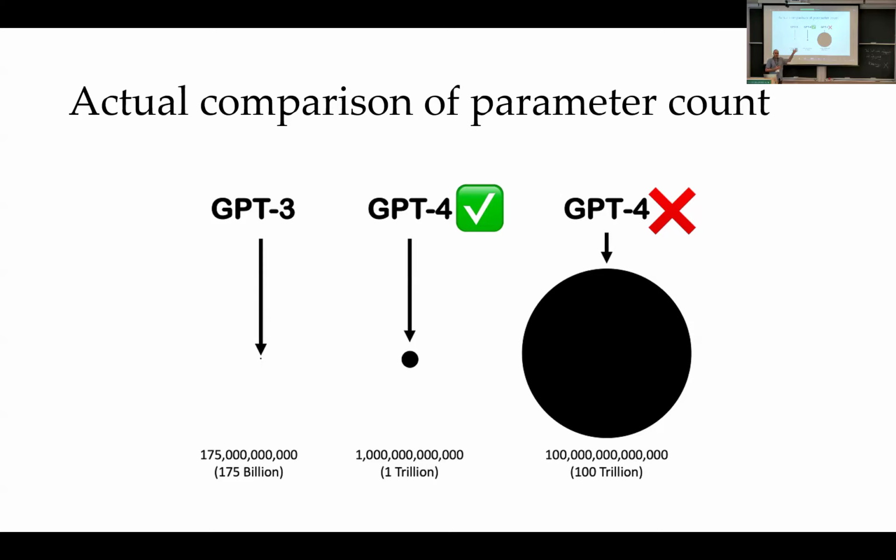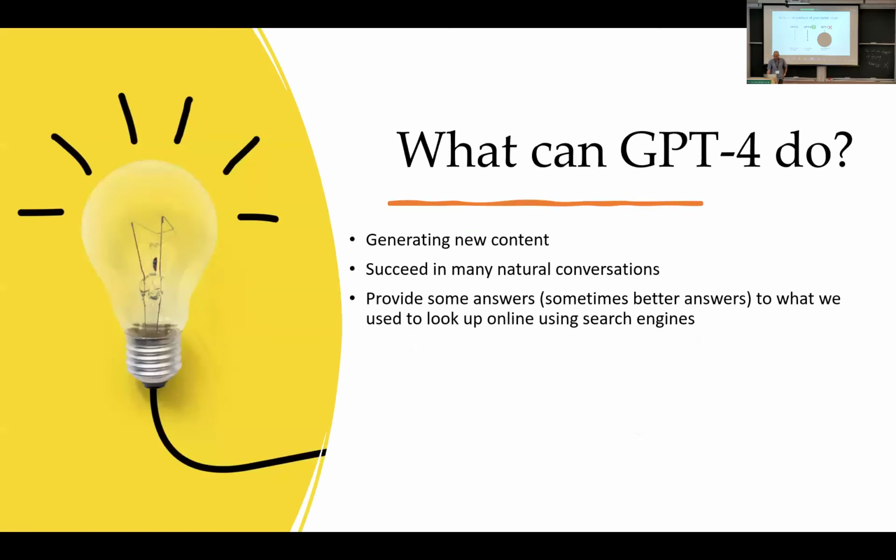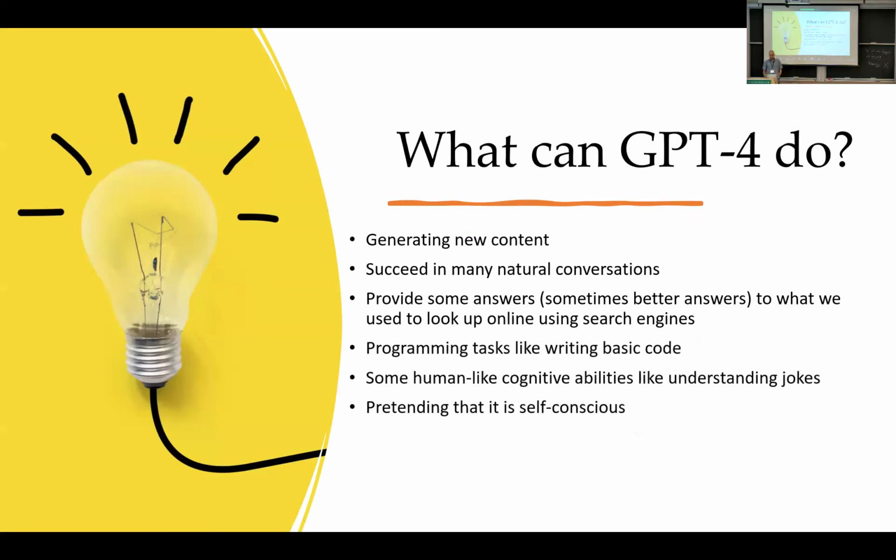there. And even if we get there, I don't think it's going to solve climate change and cancer and aging for us. All right, so what can GPT-4 do? Of course, I assume many of you have tried it, generating new content. It succeeds in many natural conversations, provides some answers, sometimes better answers to what we used to search using search engines. It does some decent job for programming tasks.